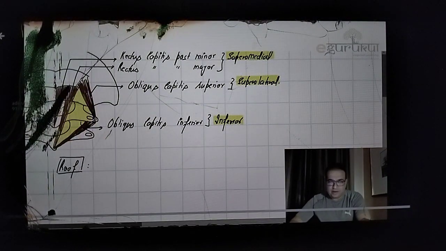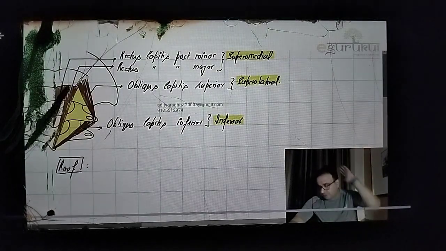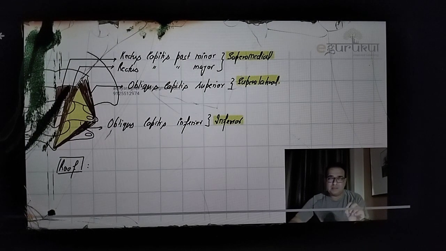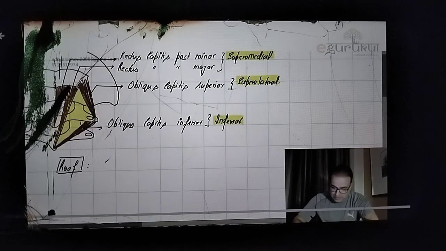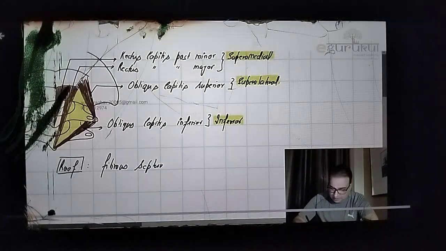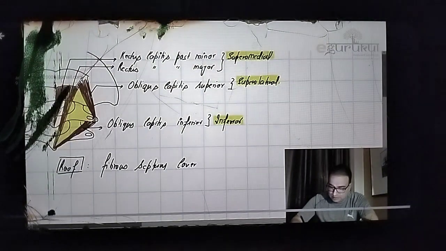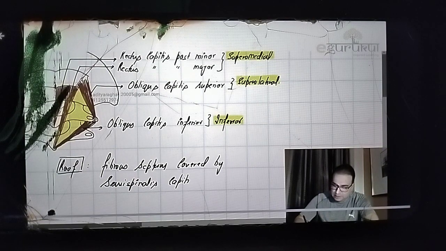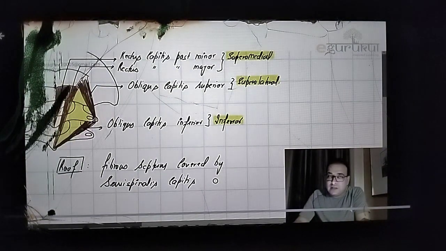What about the roof of the suboccipital triangle? The roof is formed by dense fibrous tissue, and we have a couple of muscles over it, out of which one muscle you should remember is semispinalis capitis. So the roof is by the fibrous septum, and this fibrous septum is covered by a muscle called semispinalis capitis. I hope you remember this muscle, guys. Semispinalis capitis is one of the muscles forming the floor of the posterior triangle.